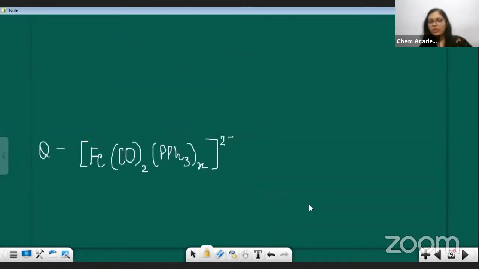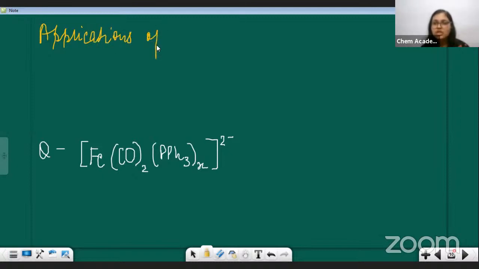Now moving on to the next question. So before I do this question, there are certain applications of the 18 electron rule. So I will discuss those applications one by one, and simultaneously we will keep doing questions. So coming to the applications of 18 electron rule.